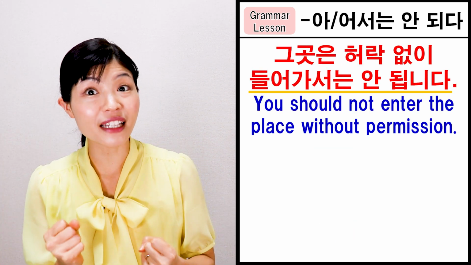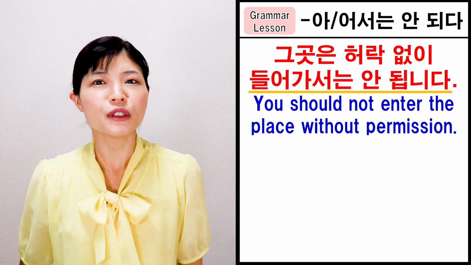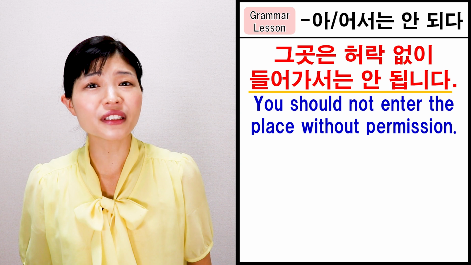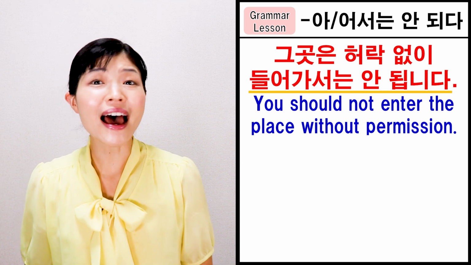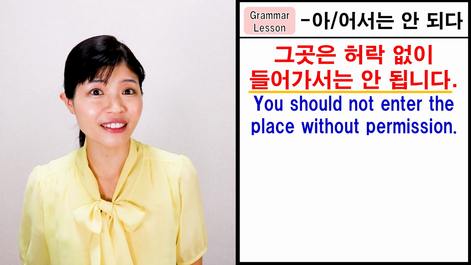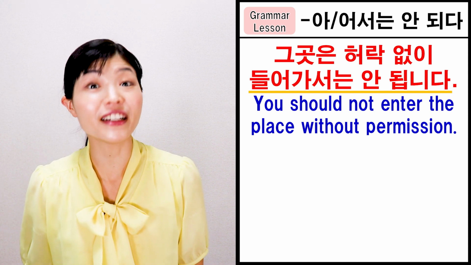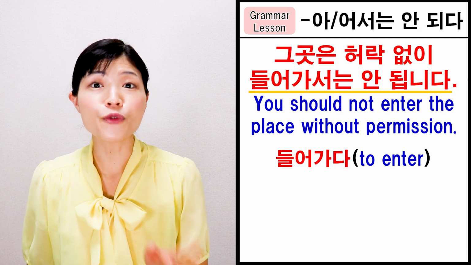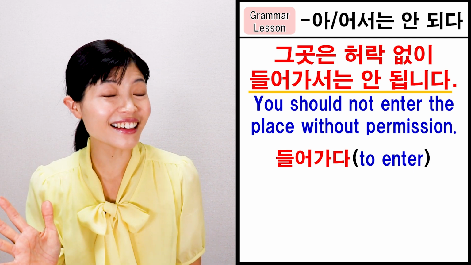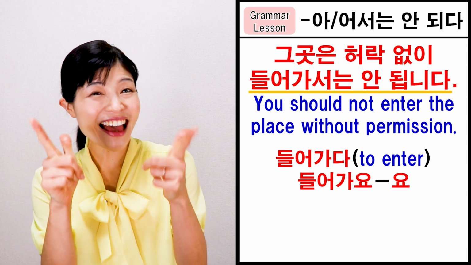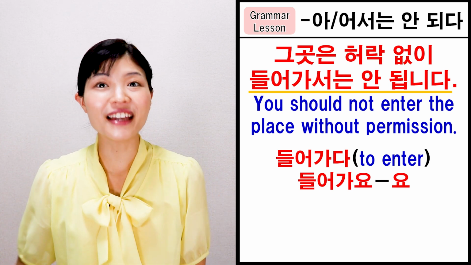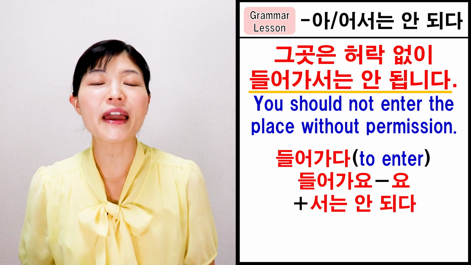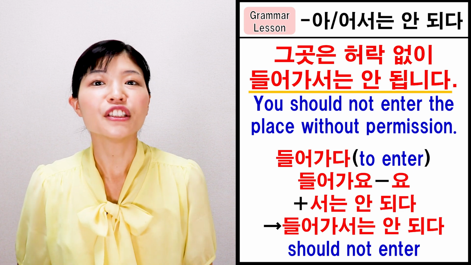Then let's read a sample sentence that a secretary would say to a chief. 그곳은 허락 없이 들어가서는 안 됩니다. You should not enter the place without permission. Oh, sounds very professional. Here, 들어가다, to enter, is a verb. The yo form of 들어가다 is 들어가요. Yes. So you remove yo from it, and attach 서는 안 되다 to make 들어가서는 안 되다, should not enter.